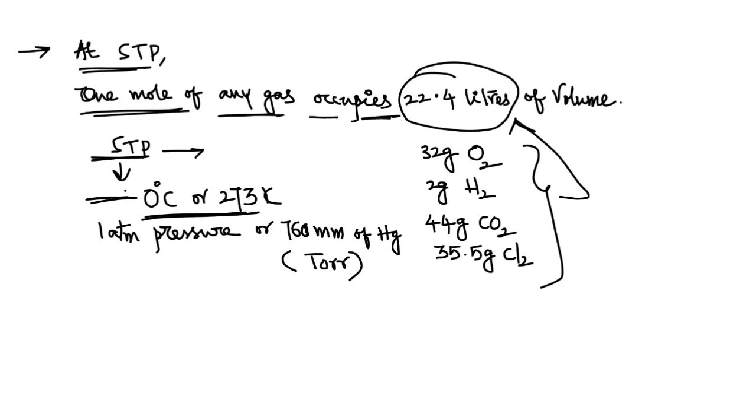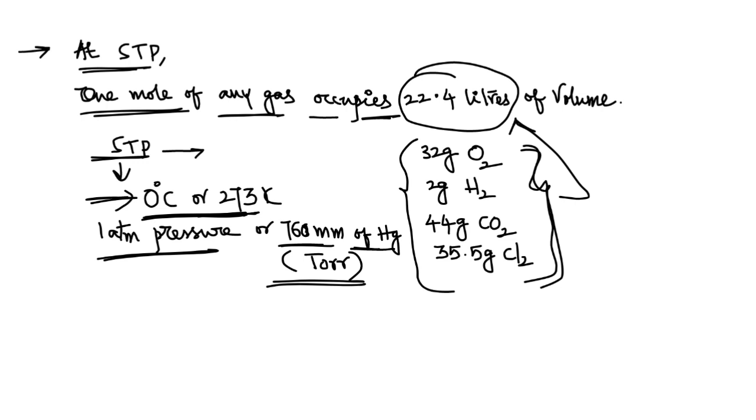The standard temperature is 0 degrees Celsius or 273 Kelvin, and standard pressure is 1 atmospheric pressure or 760 millimeters of mercury, or this is 760 torr. And at this temperature and pressure, 1 mole of any gas occupies 22.4 liters of volume.